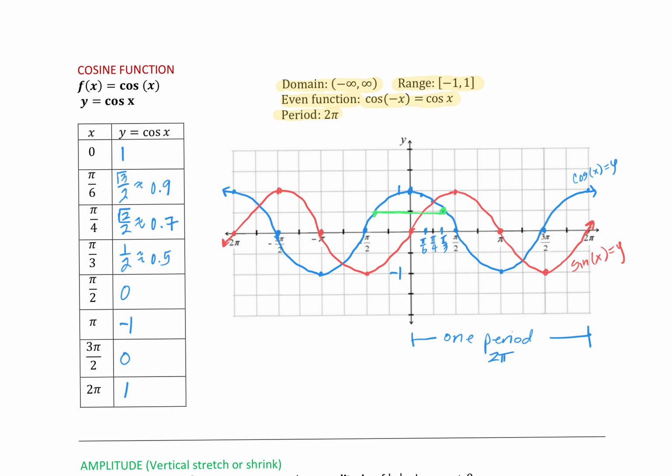We don't care about the negative values when we're doing it in real world applications, which is why typically whenever we graph one period of a trig function, we include the origin because that makes more sense.